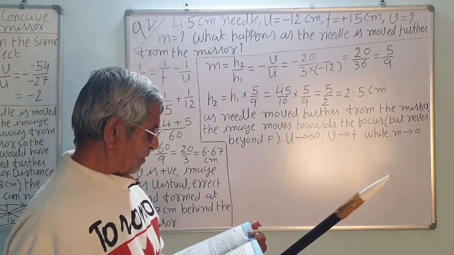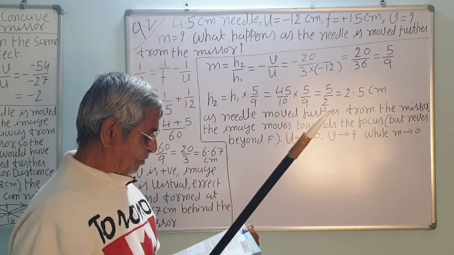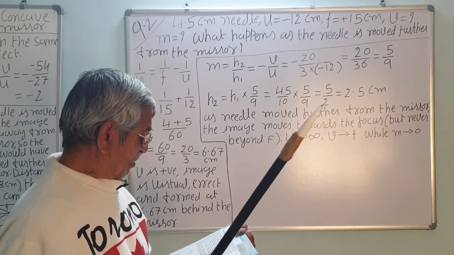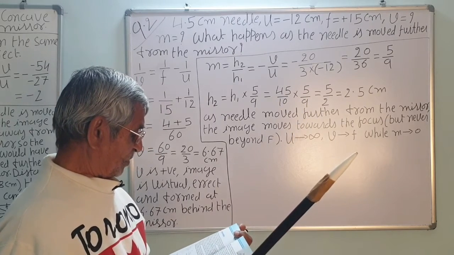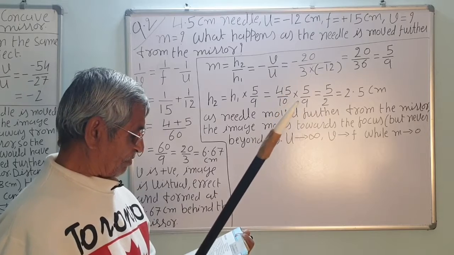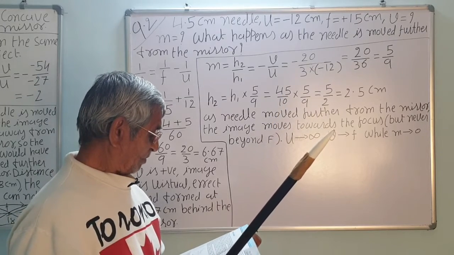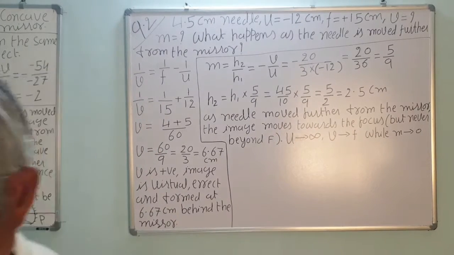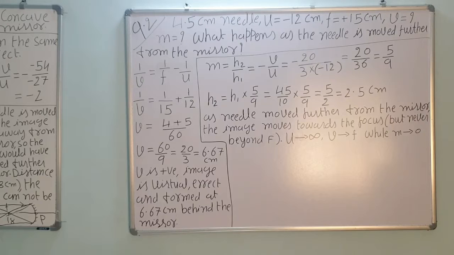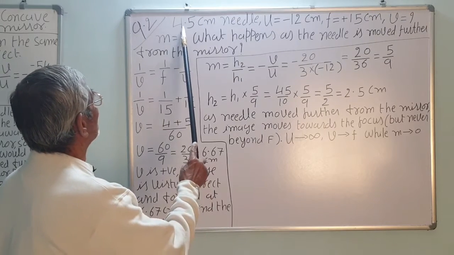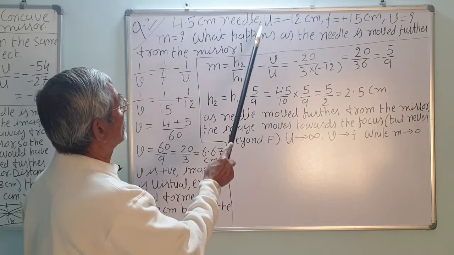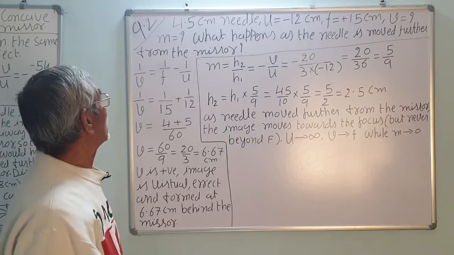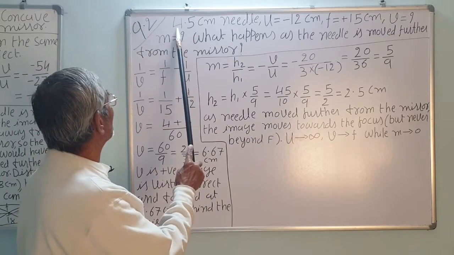If a 4.5 centimeter needle is placed 12 centimeter away from a convex mirror of focal length 15 centimeter, give the location of the image and the magnification. Describe what happens as the needle is moved further from the mirror. We have seen about the concave, now it is a convex, remember. Now let us see. This object size is 4.5. You know that a convex mirror always gives a smaller image, so the magnification will be less. The size will be somewhat less than 4.5.